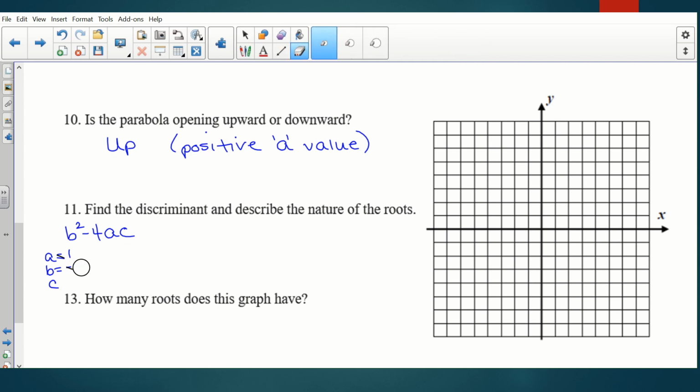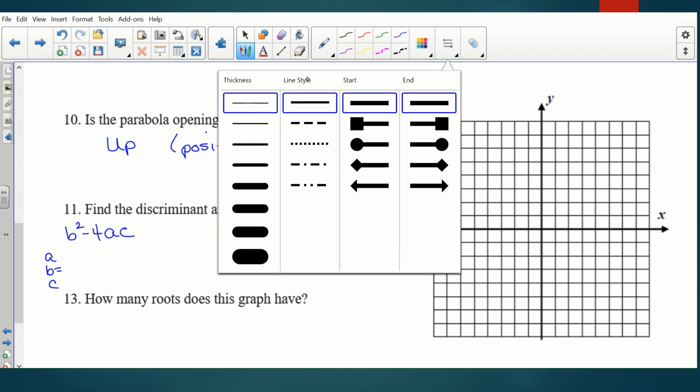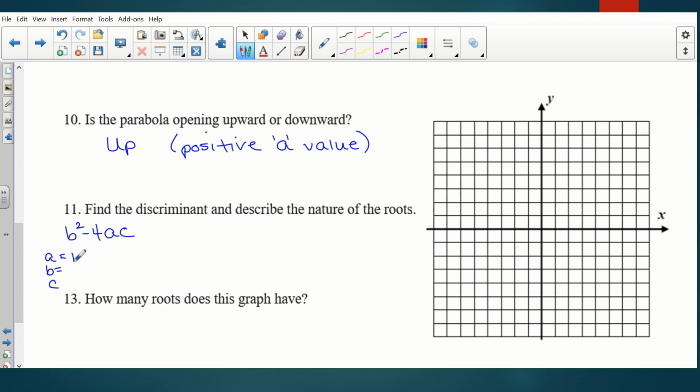Why does it keep doing that? Hang on one second. Sorry, people. Bear with me. All right. Okay, I don't know why it's doing that.